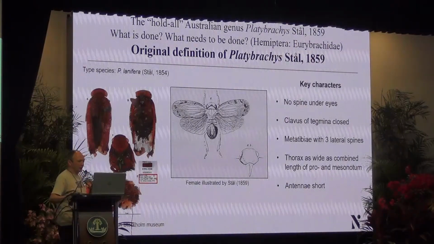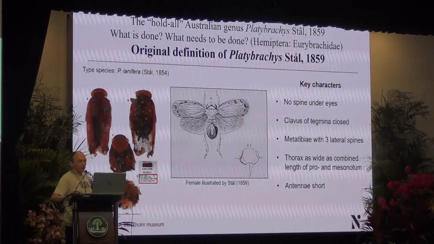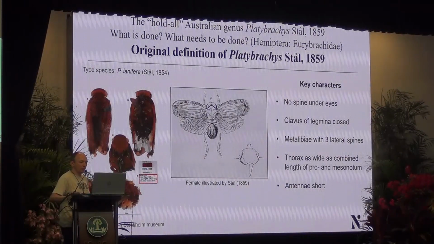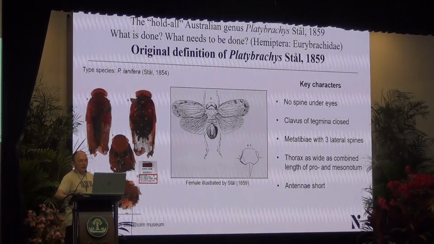So the genus Platybrachys was described by Stål in 1859 to include at the time one species, EURYBRACHIDAE, that he had described 5 years before, and some other species that he described together with the description of the genus. He gave some characters to define the genus.